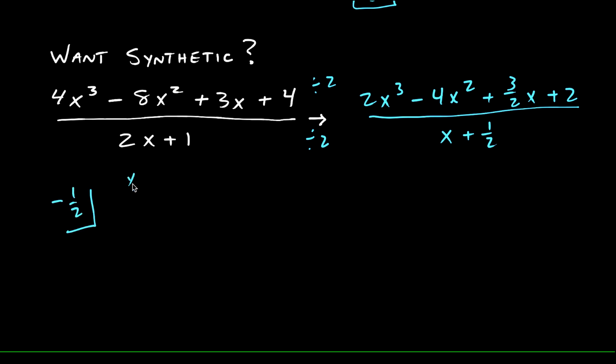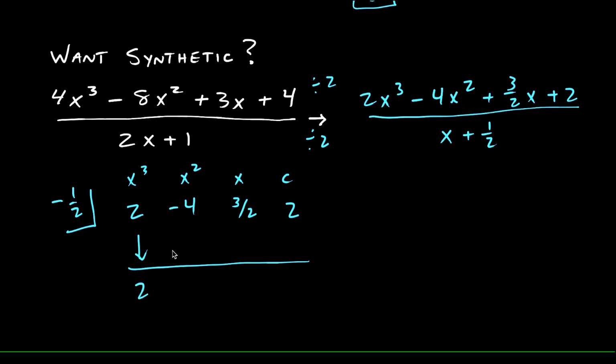And our first term is a cube. Then we have the squared, we have x, and we have the constant. So we'll have the 2, we'll have negative 4, we'll have 3/2, and our constant was 2. Again, now it's just fraction math. So we're going to bring down 2, times negative 1/2 is negative 1. And then we'll have negative 5. And then we'll have 5/2, and we'll add those together. We'll have 8/2, which is also 4, times negative 1/2, which is negative 2.